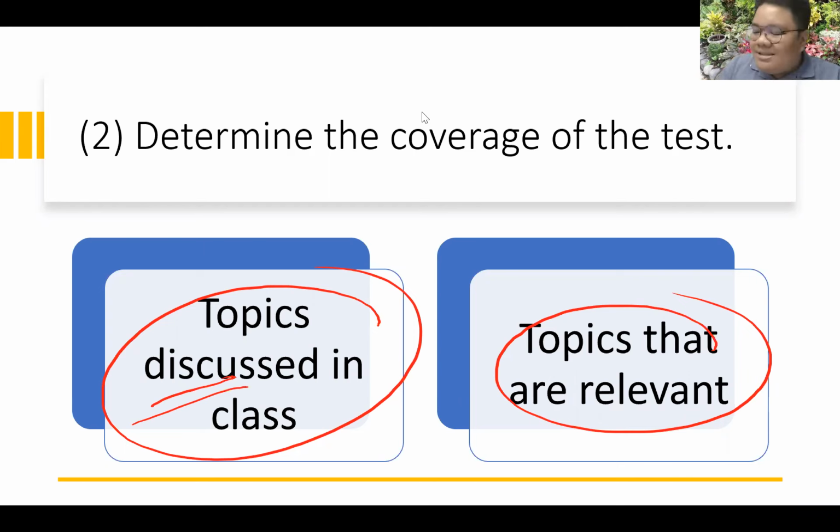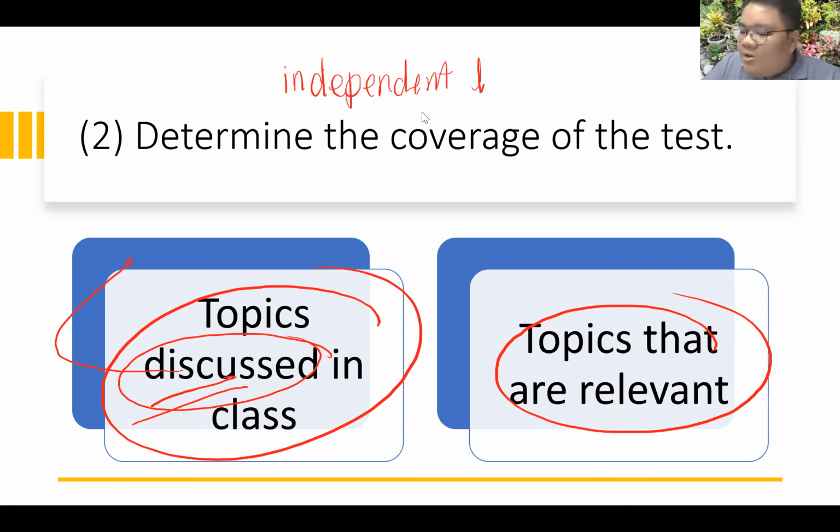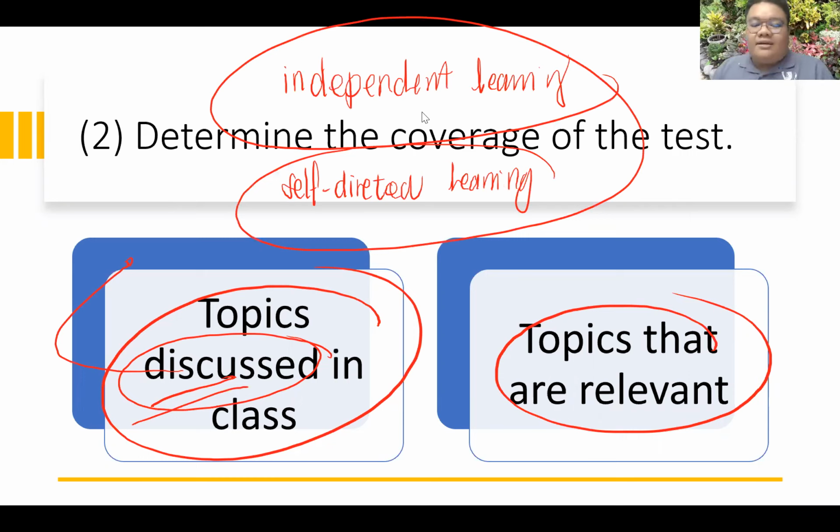But when we say discuss in class, at least you are informed that these are the topics that you need to focus on. Okay, these are the topics that you need to focus on. Now remember, especially by the time that you will be teaching, our inclination is already on independent learning and self-directed learning. Okay, especially if you are already in secondary education. So class, your inclination is independent learning and self-directed learning.